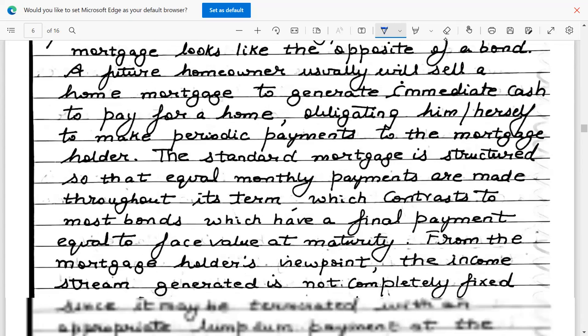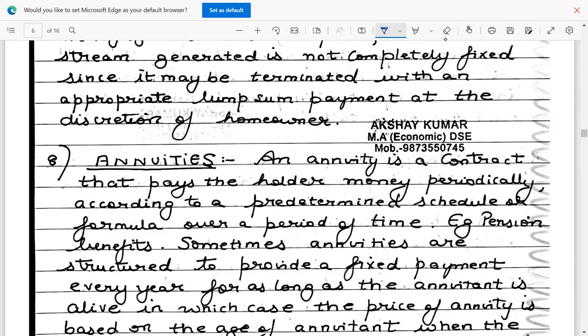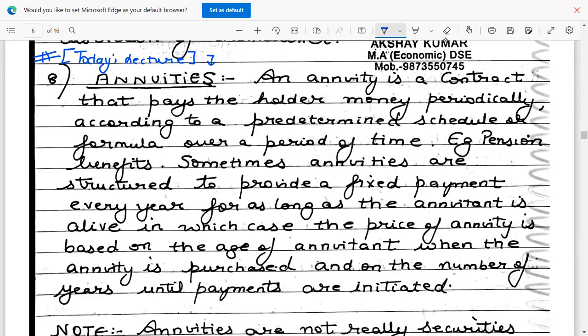Now what are we doing in today's lecture? It's a very interesting topic called annuities. So today's lecture of financial economics starts with the concept of annuities. Okay, so now let's understand what is meant by an annuity.